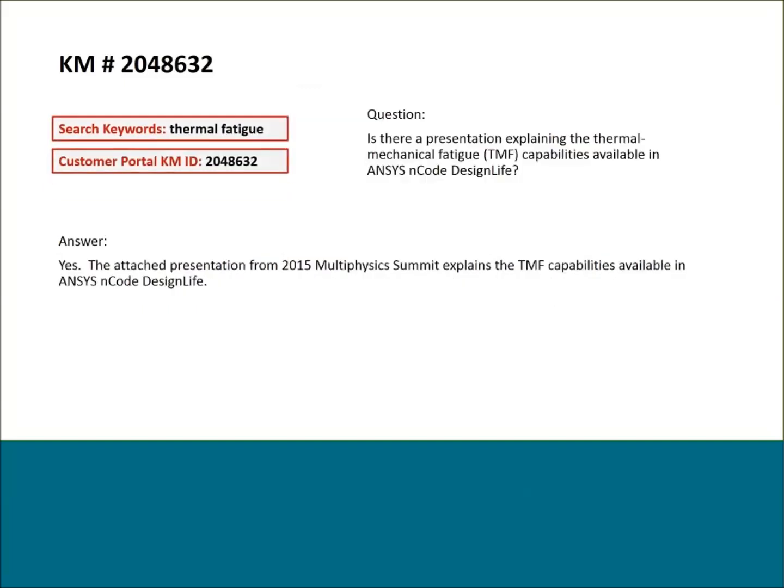And the third one is the last one, and you'll see the frequently asked questions pop up in the knowledge base search. I just created this knowledge material a few days ago, so it's not in the system yet, in case I haven't checked it yet. But again, I'm fairly certain you'll get to it by searching for thermal fatigue, and the number associated with this is 2048632.